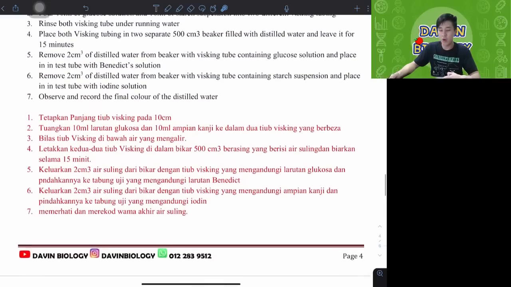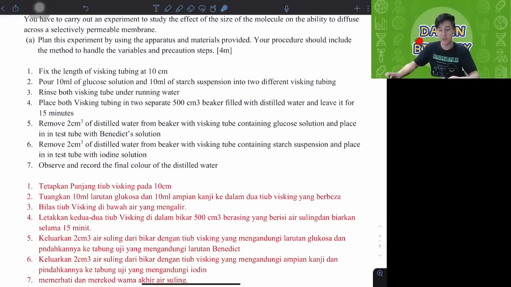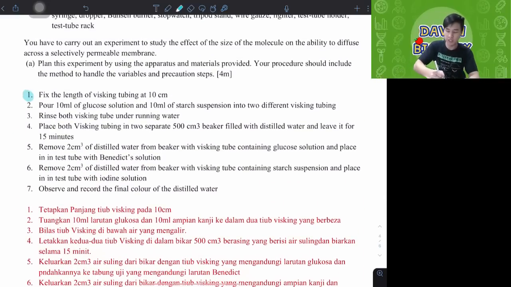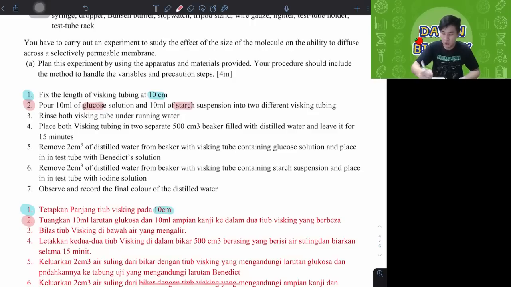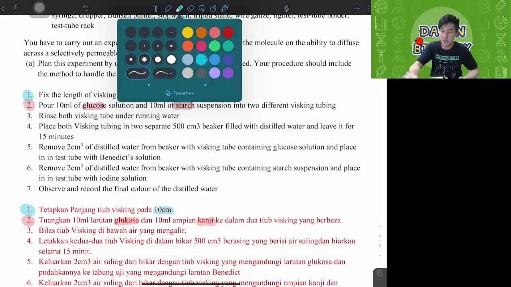Okay, so where are all the three variables first? The first point is your constant variable, 10 cm. So your whisking tube, length of whisking tube, panjang tube whisking, cannot be more than 10 cm. I fixed it at 10 cm, so the volume inside is the same. Okay. Then I pour 10 ml of glucose and starch into two different whisking tubes. So this is basically your manipulated variable, because size of molecule, what are the sizes of molecule I want to test? I'm testing glucose and starch. Glucosa dengan kanji. Now this is your langkah berjaga-jaga, precautionary step.